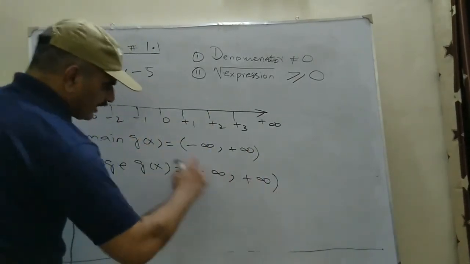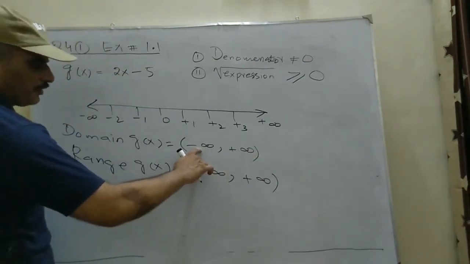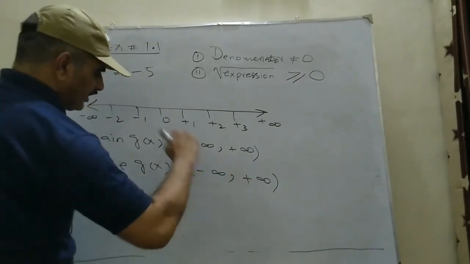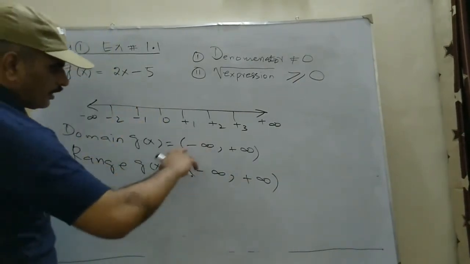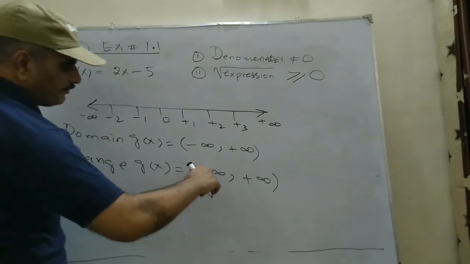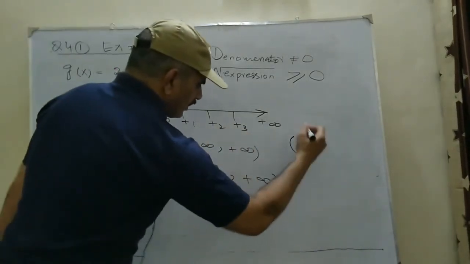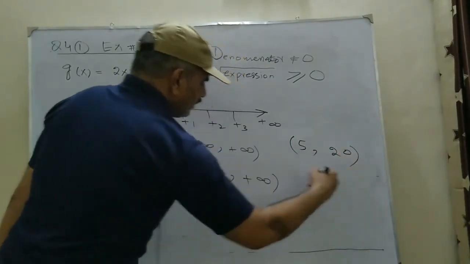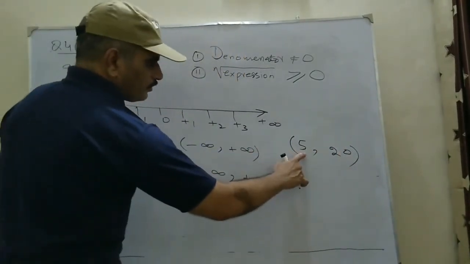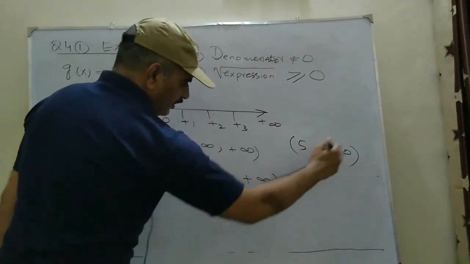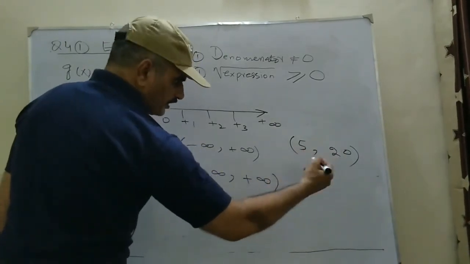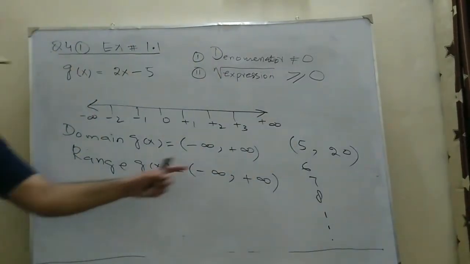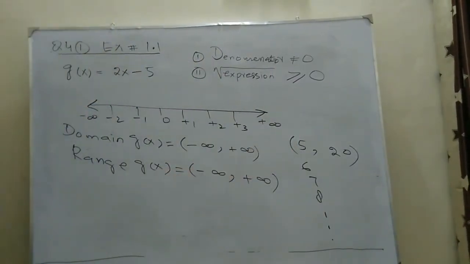When we use small brackets, it means this value is not included, and this value is not included. All values between minus infinity and plus infinity are included. For example, if I write 5, 20 in this way, it means neither 5 is included nor 20, but between 5 and 20 you can choose any value, that is 6, 7, 8 and so on. So it is called an open interval.